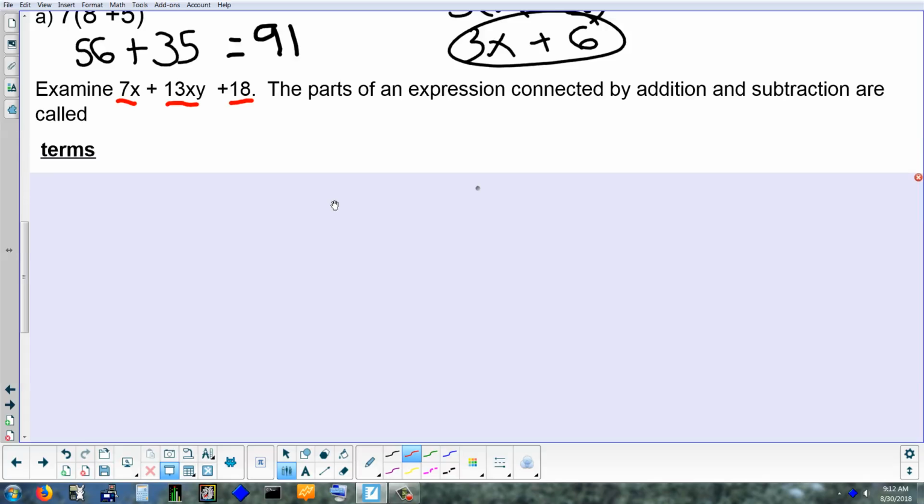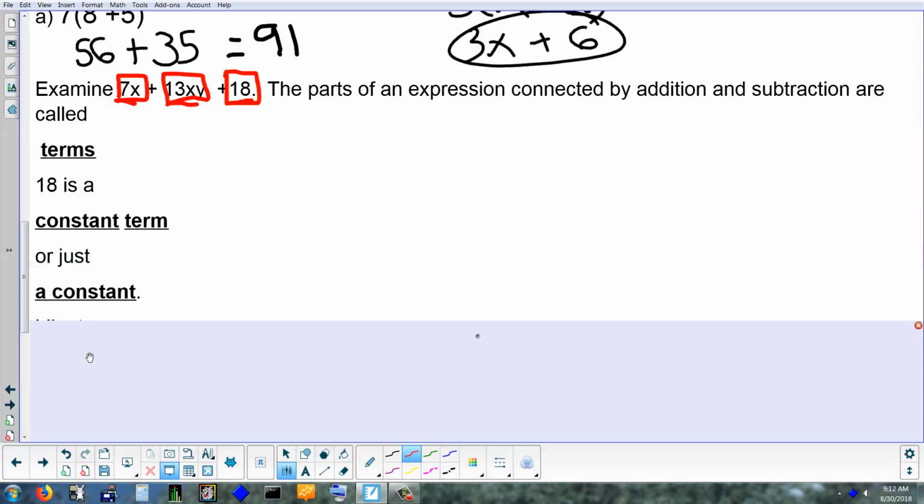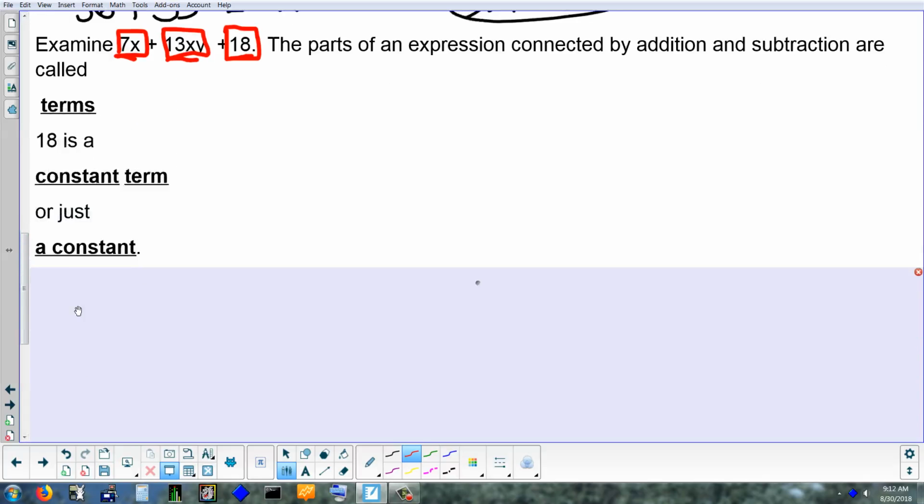Now 18, I know 18 is a number, but 18 won't change. 18 is 18, we're not changing it. So it's a what? Doesn't change at all. Constant. Good. 18 is going to be a constant or a constant term. So on your notes right now, guys, you're filling in those blanks. The first blank would be terms. Second blank, you had 2 blanks actually. It would be a constant term, or just a constant, because it can't change. There's nothing attached to it that's going to make it change.